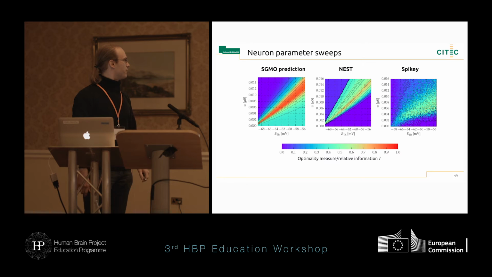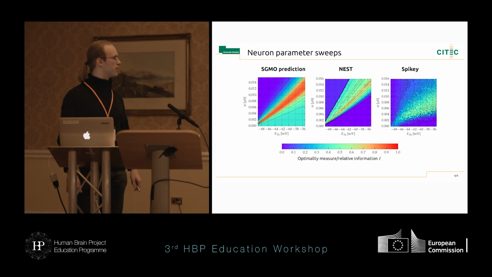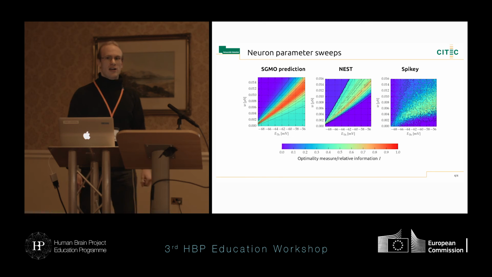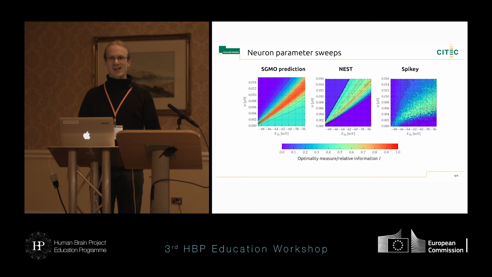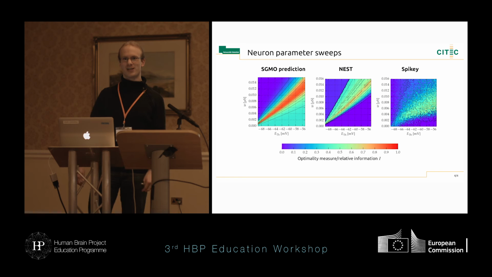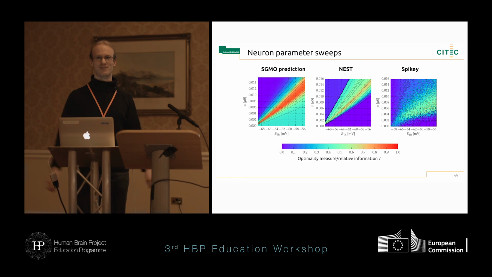Here I have the same results for a slightly different experiment with the Spikey platform, and here you can see that Spikey deviates very strongly from the reference NEST and also from the prediction. If you are interested in benchmarking neuromorphic hardware, come to my poster or read my master's thesis, which is somewhere on GitHub.